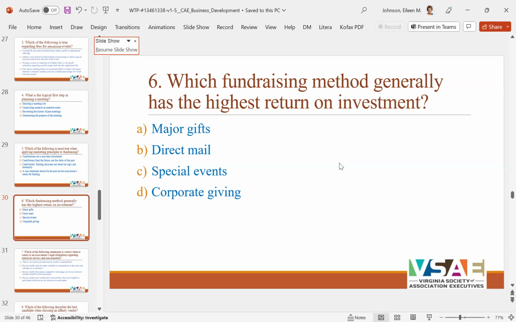I'm torn between A and D. Can corporate, because they're big, the highest ROI. Can corporate giving, can major gifts be a part of corporate giving? Highest ROI, major gifts. A, D, what if you have a rich member? A? A. Mhm. A? Yeah, okay.